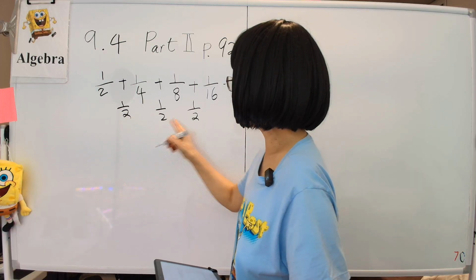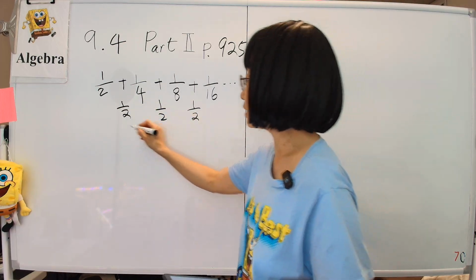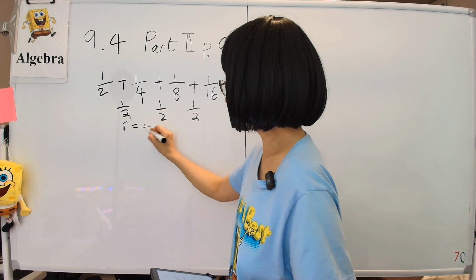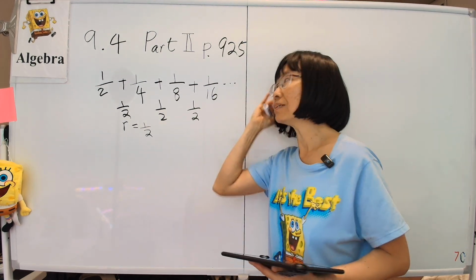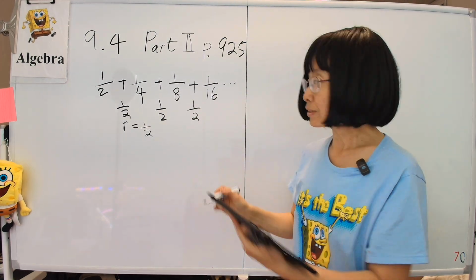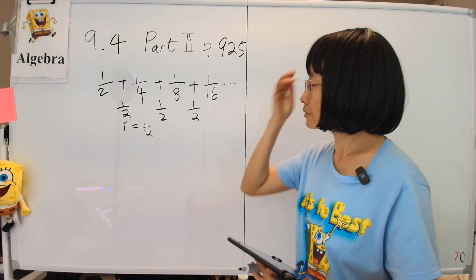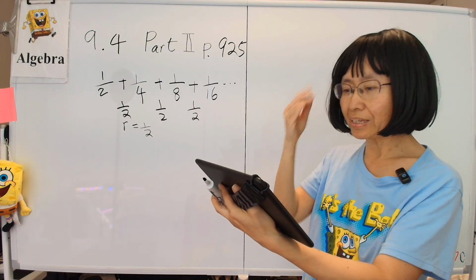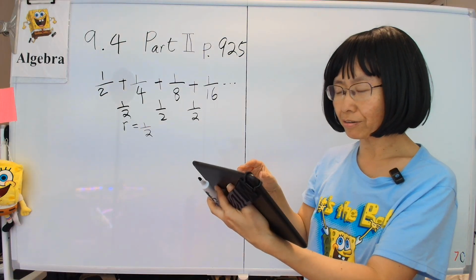If the ratio between these numbers is constant, the ratio is called R. In this case, R equals 1/2. If the ratio is constant, it is called a geometric series. And the geometric series has a very convenient formula to calculate the sum.